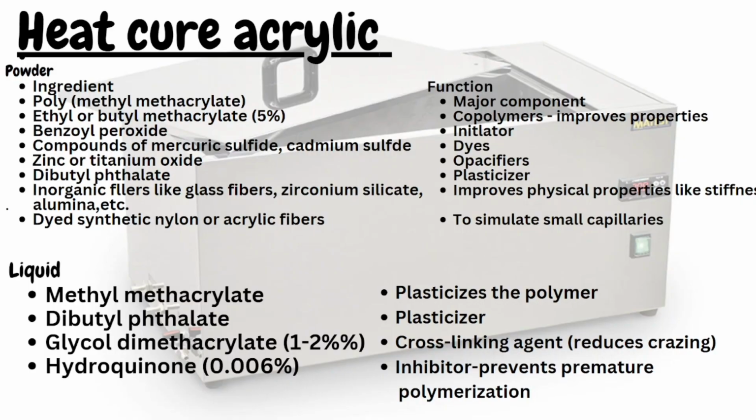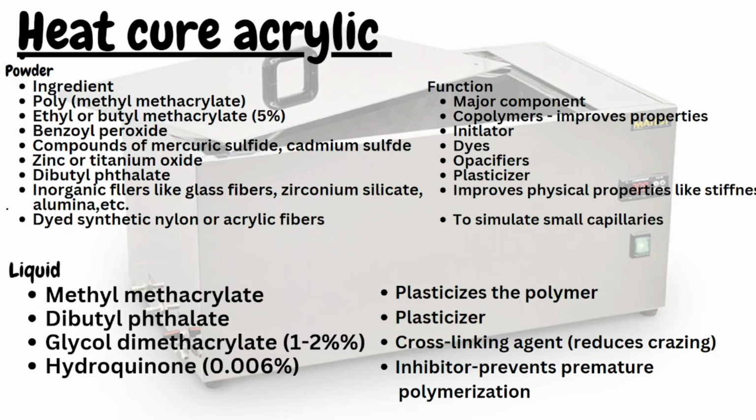First of all, heat cure acrylic resin. The powder and liquid constituents are found. That is, we use these heat cure acrylic resin in two forms, that is powder and liquid. The powder consists of polymethyl methacrylate, ethyl butyl methacrylate, benzoyl peroxide, compounds of mercuric sulfide, cadmium sulfide, zinc or titanium oxide, dibutyl phthalate, inorganic fillers like glass fibers, zirconium silicate, alumina, etc., and dyed synthetic nylon or acrylic fibers.